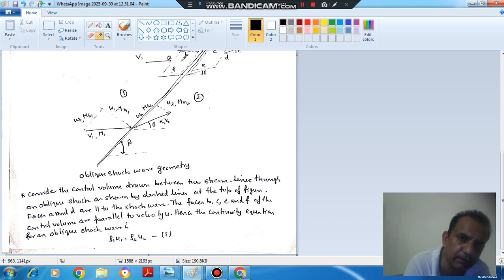So these are parallel components, and these faces will not contribute to the continuity equation. Only the components perpendicular to the shock wave will contribute to the continuity equation. So this is equation number 1.